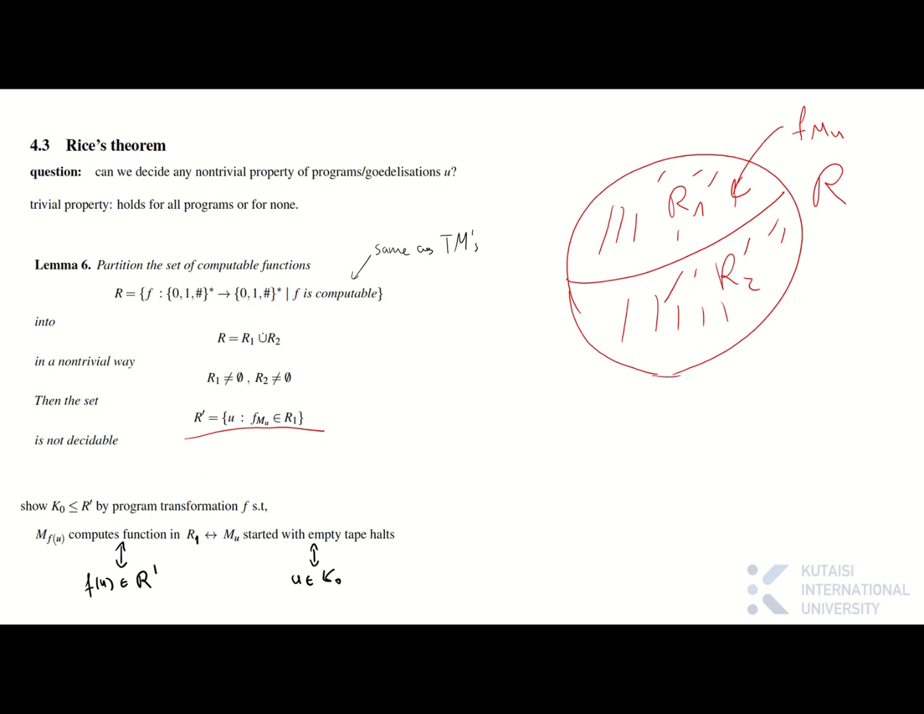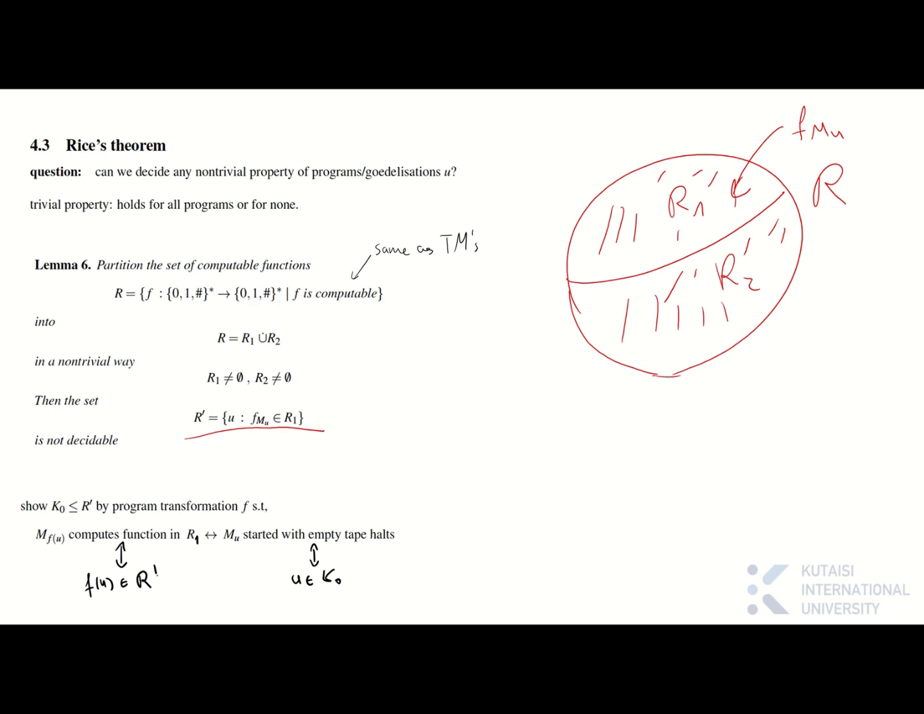So I will construct this function f, let me repeat it again, such that if you start with string u, apply f to it, it gives you a program, and that program computes a function which is in R1 if and only if U as a program started with empty tape holds. So this would mean that U is in K0 if and only if f of U is in R prime. And that would prove that you can reduce, this is the definition of reducing K0 to R prime.